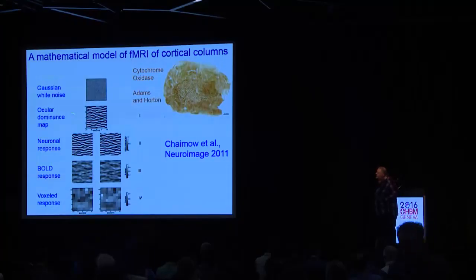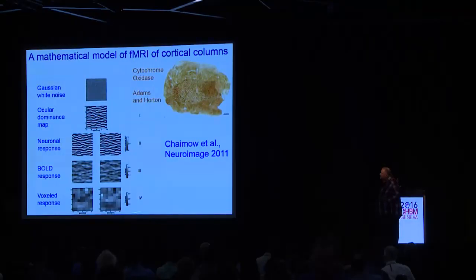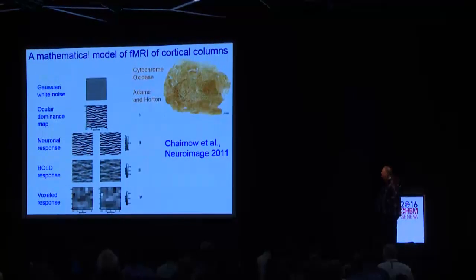We then simulated neuronal response to stimulation of either the left eye or the right eye, convolved with the BOLD hemodynamic point spread function, and simulated K-space sampling. With the voxels, we analyzed the mechanism of fMRI-based decoding.